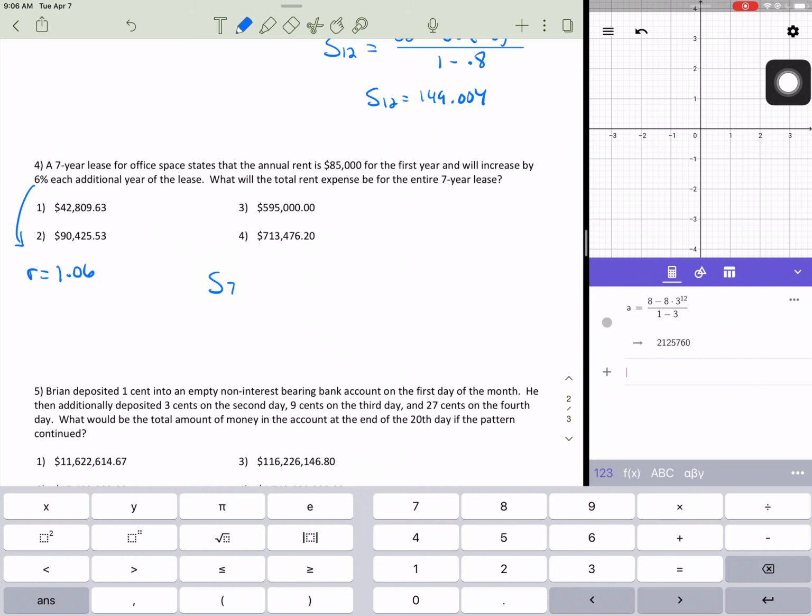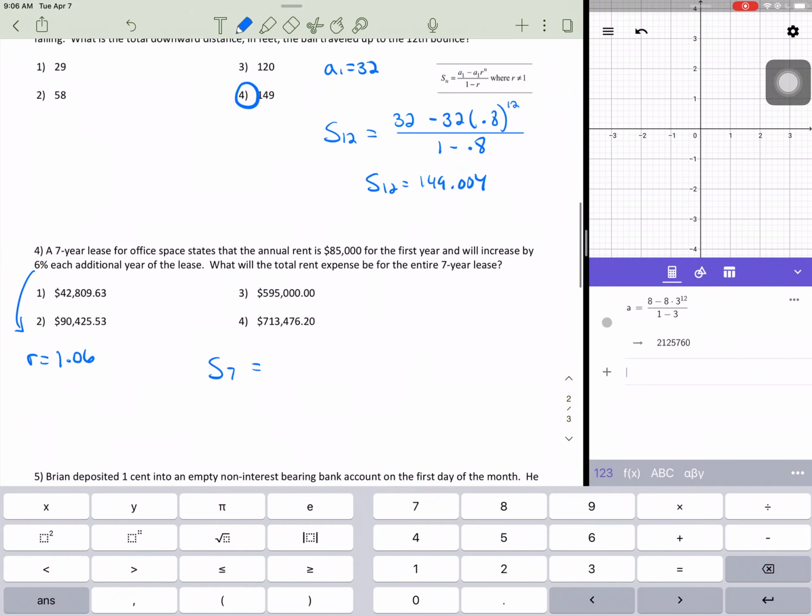The sum of the first 7 terms is, formula again, it's right up there, a sub 1, 85,000 minus 85,000 times 1.06 to the 7th over 1 minus 1.06. Enter that into the calculator. You will get choice 4.